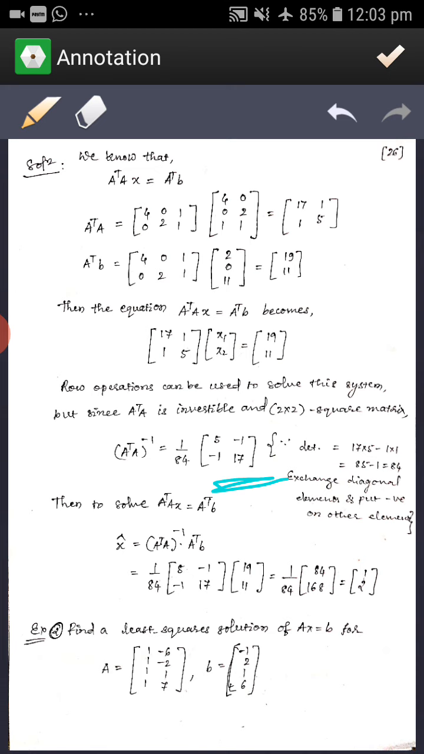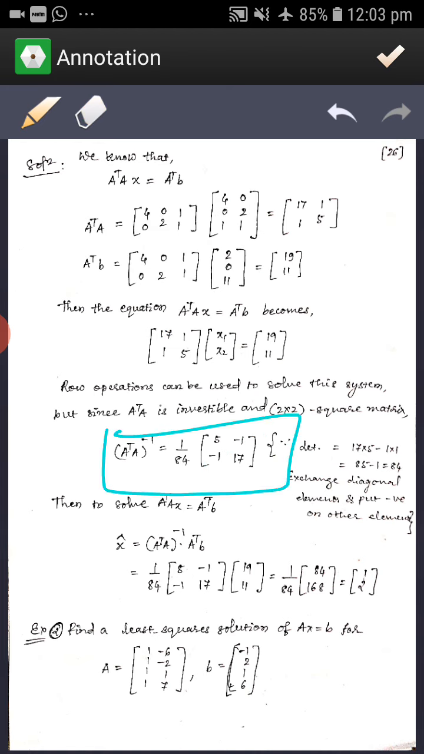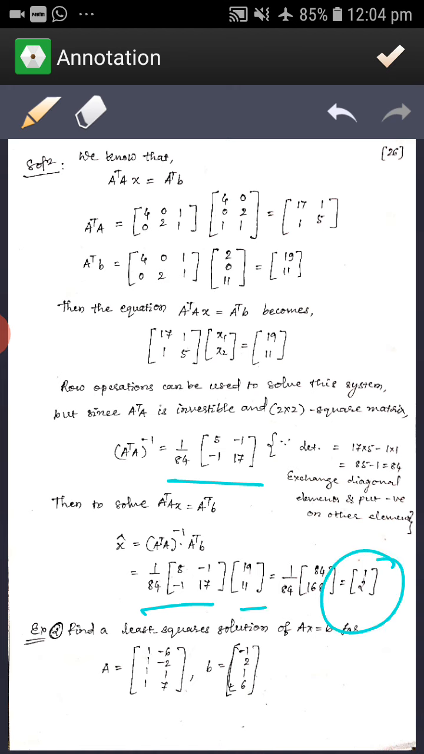So we exchange the diagonal elements, 17 and 5 become 5 and 17, and put negation on the other diagonal, so that is minus 1, minus 1. After writing A transpose A inverse, you can directly solve. So x cap = (A transpose A) inverse into A transpose b. A transpose b we have already calculated, so directly we can put these values and calculate the x. The x value is 1, 2. So this is one way of calculating the x, by using A transpose A and A transpose b.